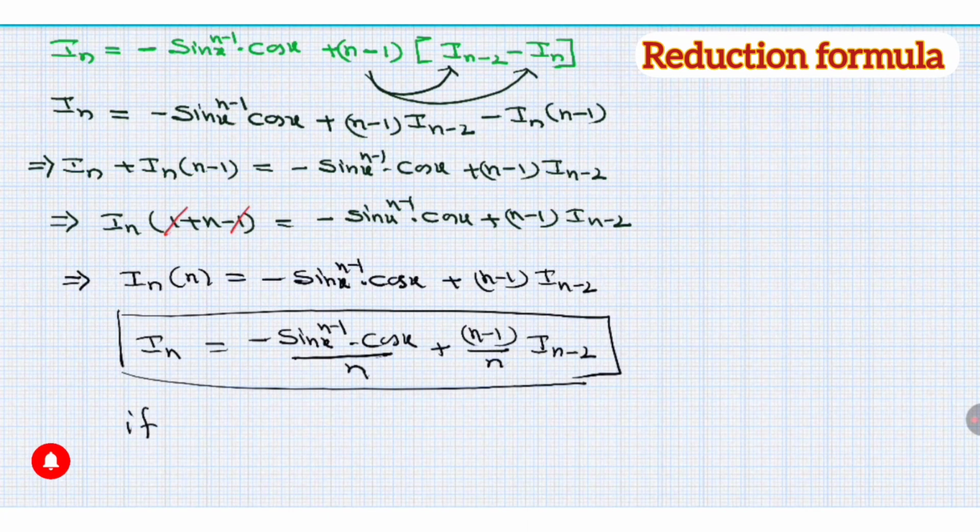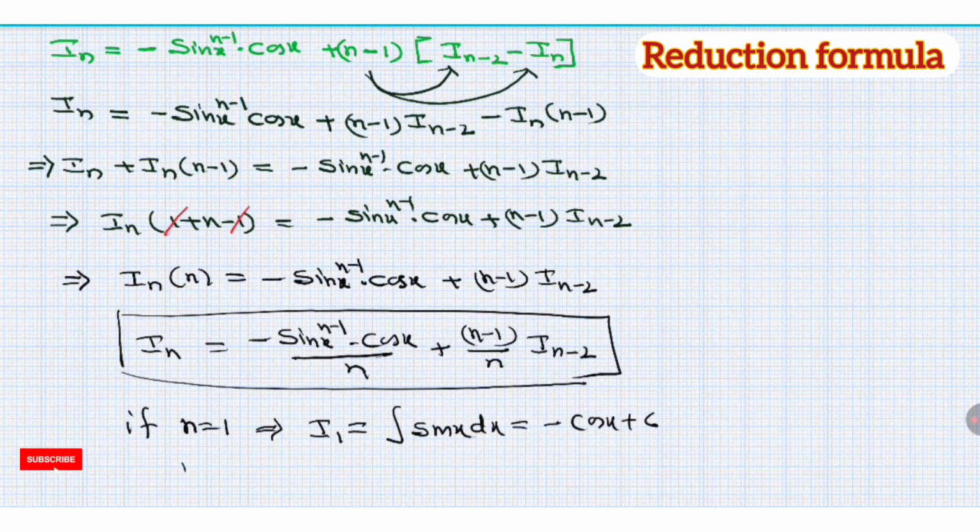If here n equal to 1, then we get I1 is equal to integration sin x dx is equal to minus cos x plus c, and one more value, if n equal to 0, then we get I0 is equal to integration 1 dx is equal to x plus c.